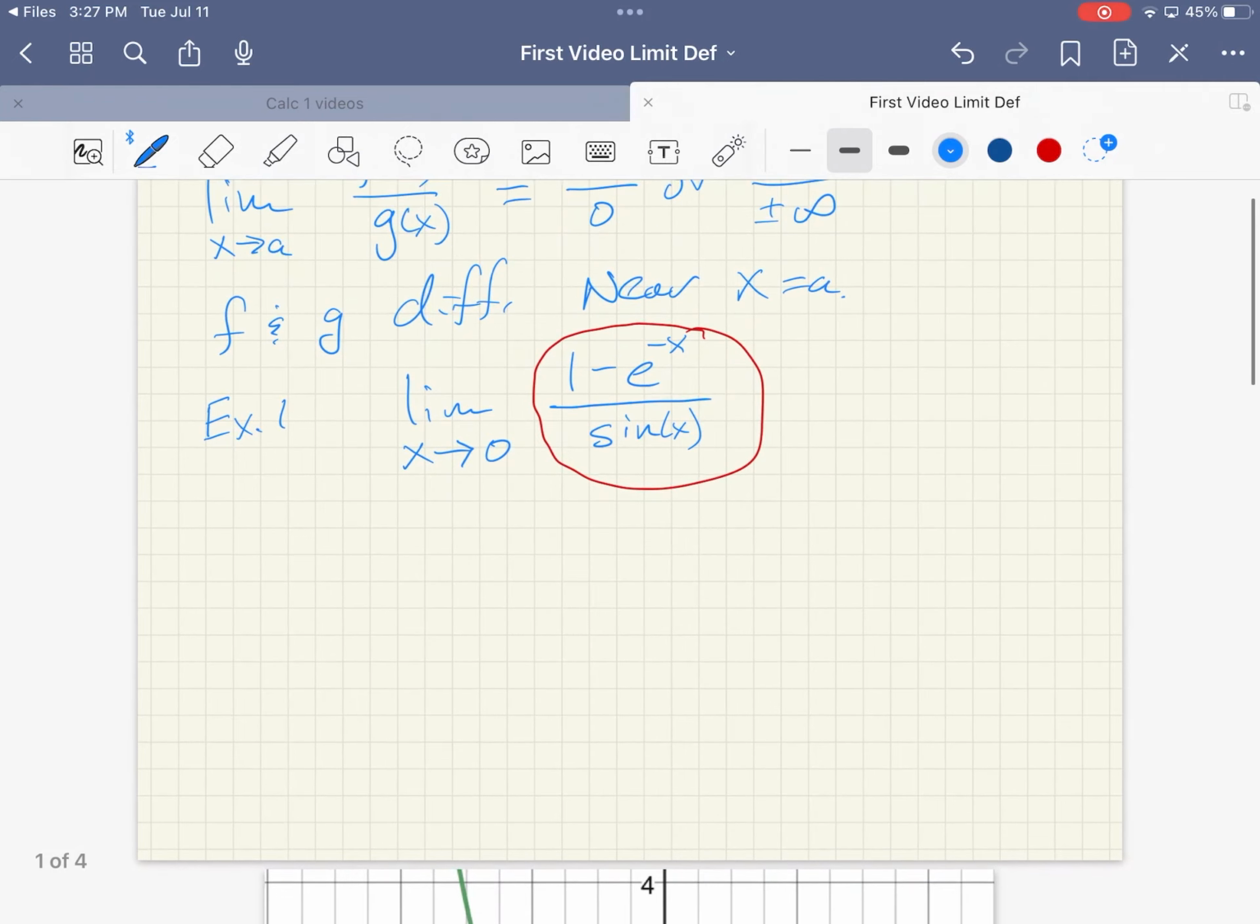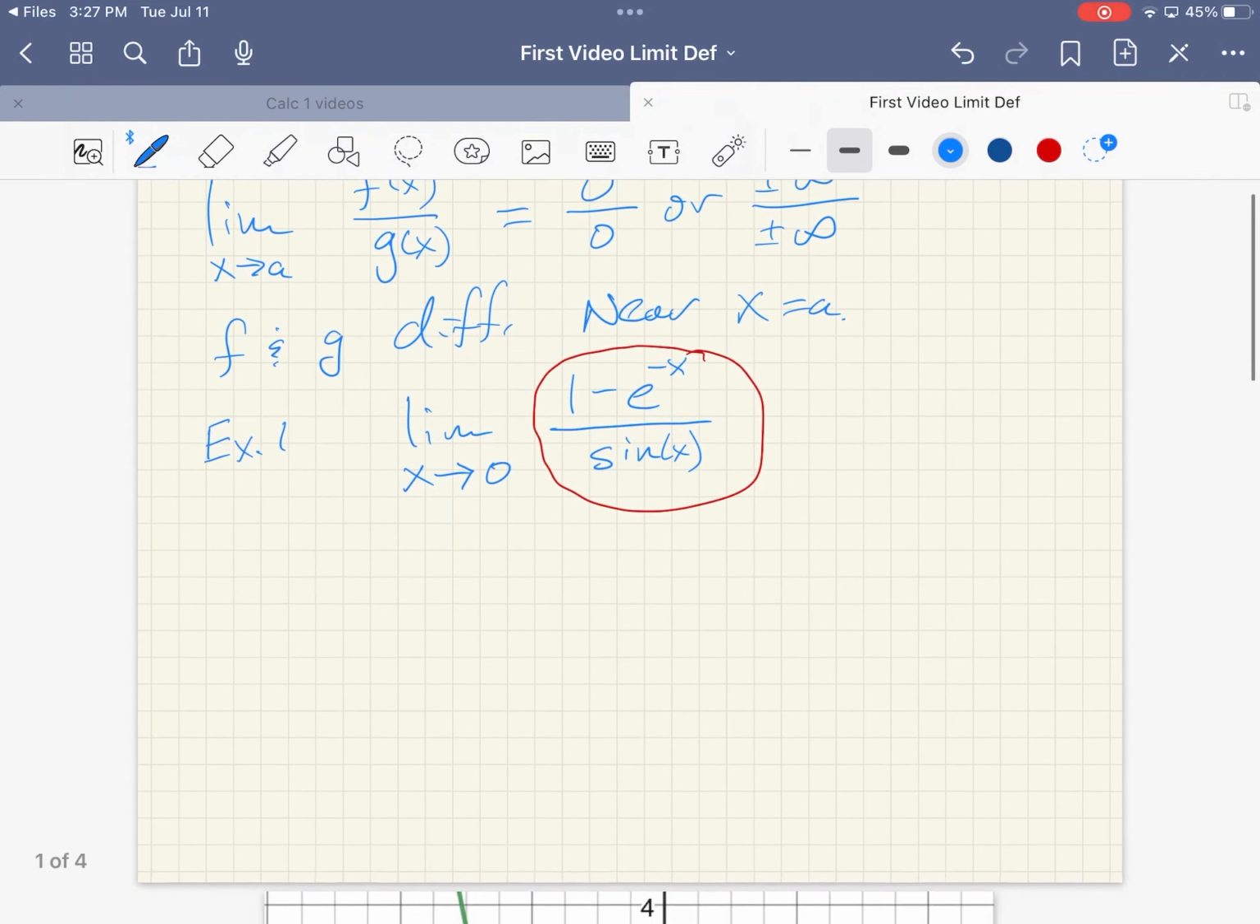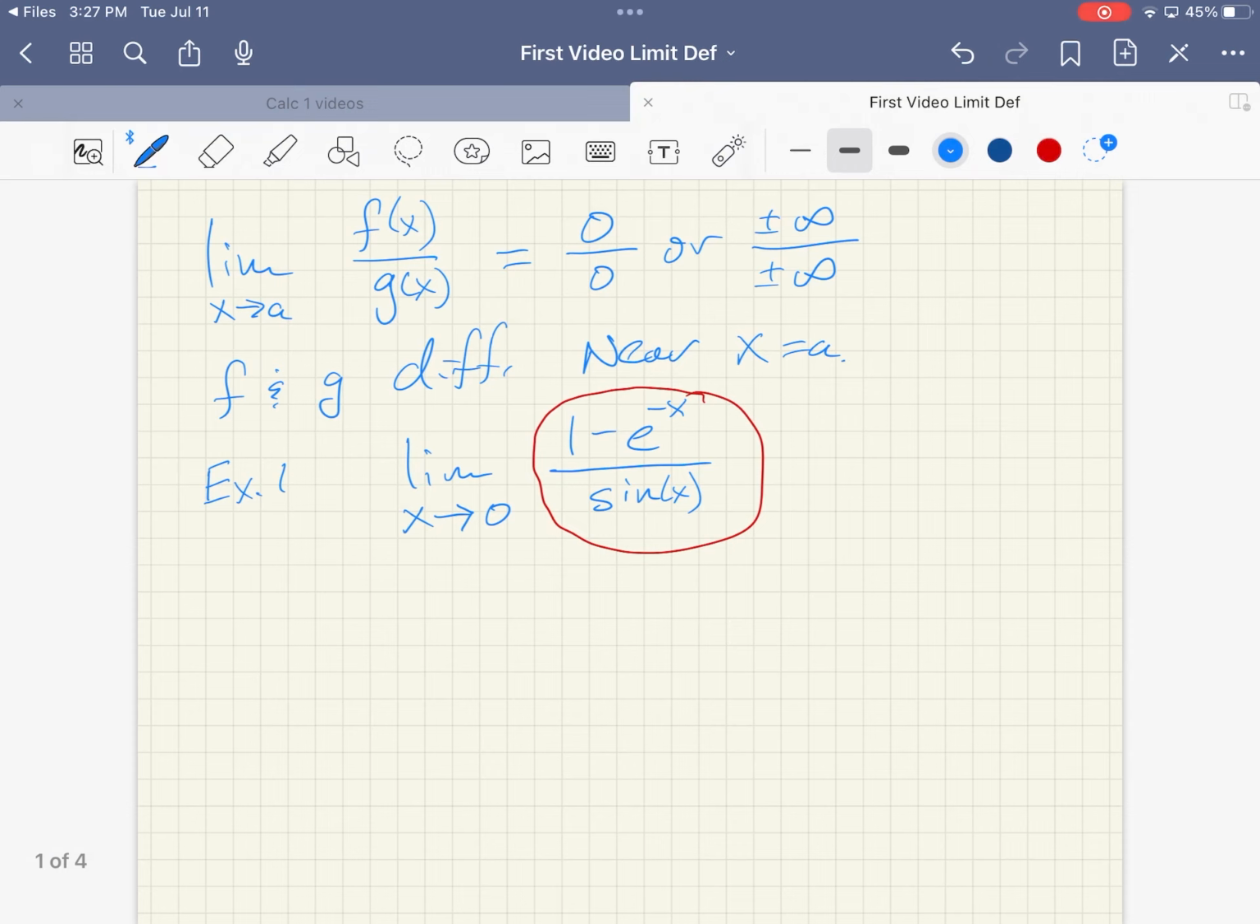Now, if we think about what L'Hopital says, L'Hopital basically says that the limit as x approaches a of f of x over g of x will equal the limit as x approaches a of f prime of x over g prime of x. Now, think about what that's saying.